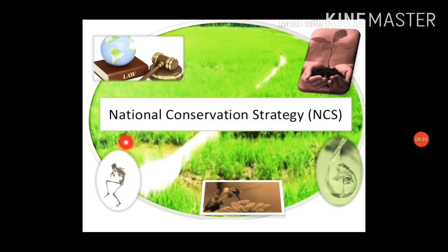In 1992, Pakistan developed the National Conservation Strategy (NCS). The main objectives of the strategy are conservation of natural resources and improved efficiency in the use of resources. It also covers the policies for promoting efficiency and conservation of energy resources.